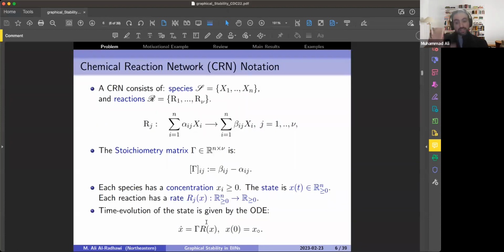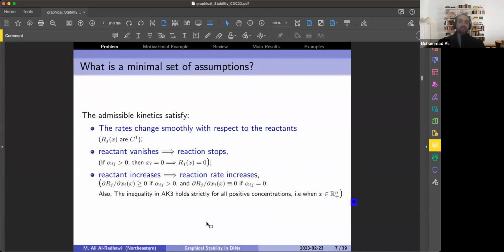So what we assume is that these reaction rates satisfy a minimal set of assumptions. They are smooth, and if a reactant vanishes, the reaction stops. And the final one is just monotonicity: the partial derivatives of the reaction rate with respect to the reactants are non-negative. This captures the intuitive requirement that a reaction is monotone with respect to its reactants, and that's the only thing that we assume about the reaction rates. We don't assume mass action kinetics.